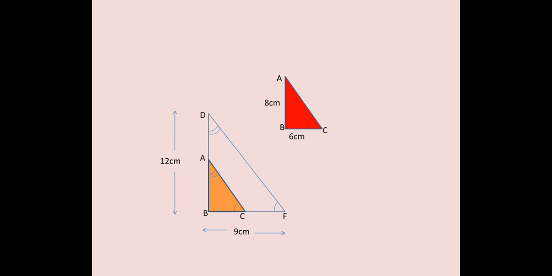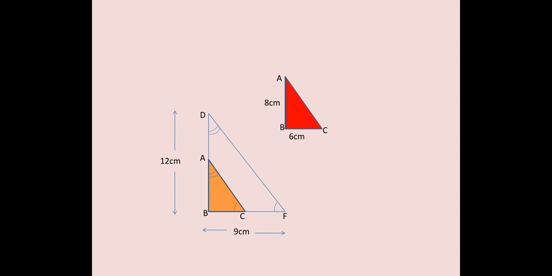So in the first figure, in triangle ABC, tan of the angle C is 8 by 6 as per the formula. It is opposite by adjacent, 8 by 6. So the ratio will be what? 4:3. In the first figure it is 4:3.